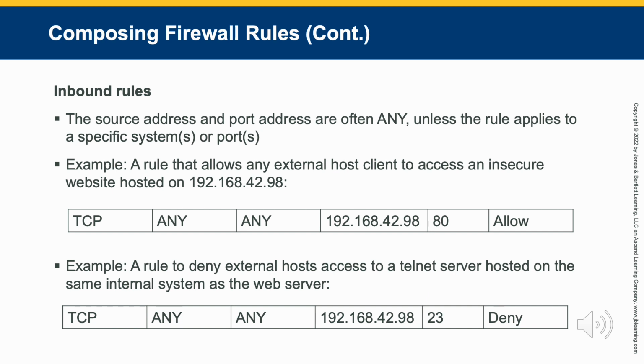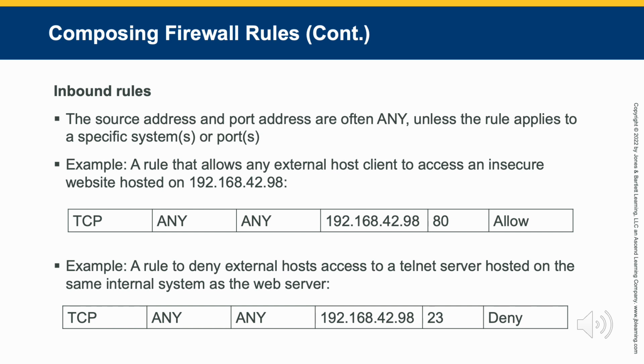Here are examples of inbound rules. So this would be people coming into your network. The source address and port are often any unless the rule applies to a specific system or ports. So this is the reverse of our outbound rules; these are inbound rules. A rule that allows any external host or client to access an insecure website hosted on 192.168.42.98. So that's the host, that's the web server.